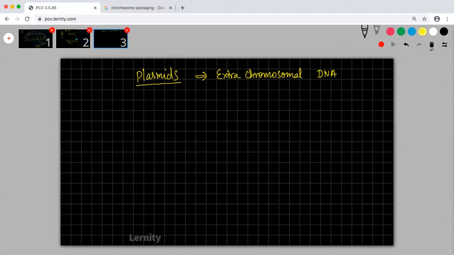Archaebacteria we have not seen yet, we have started only with eubacteria. Archaebacteria is the next concept. So what are plasmids? Plasmids are extra chromosomal DNA.